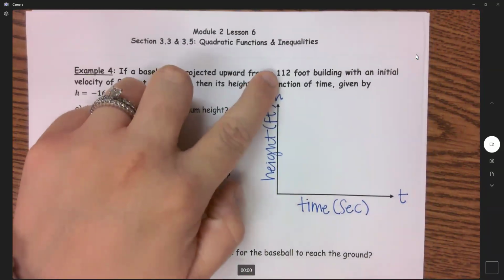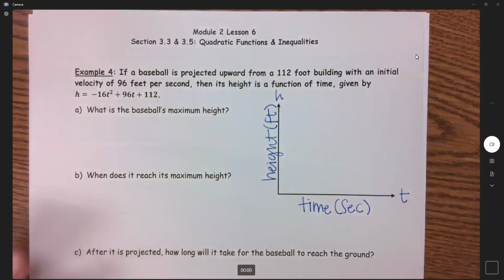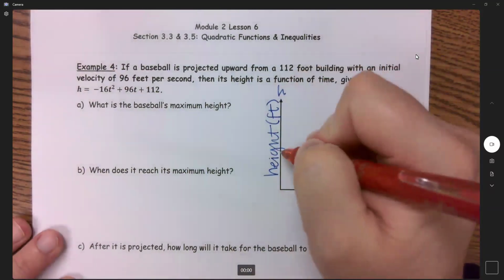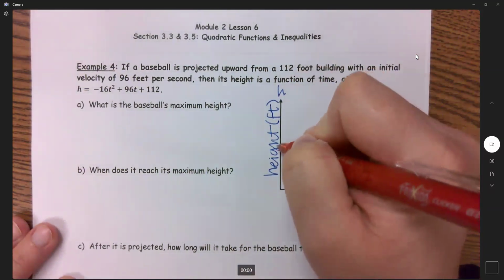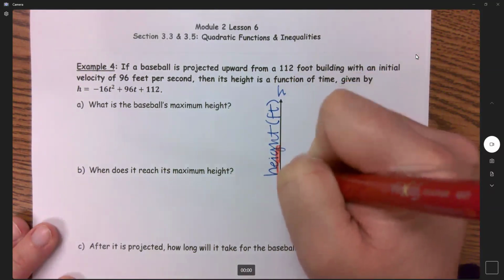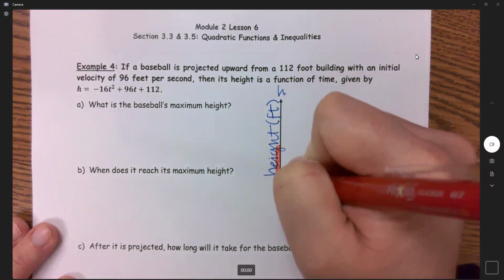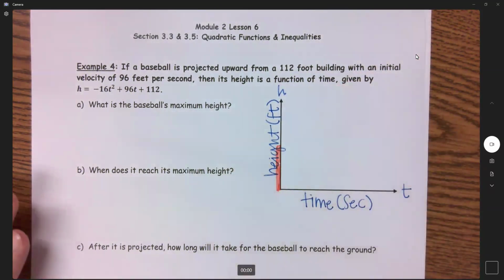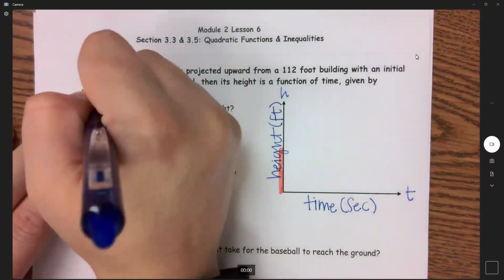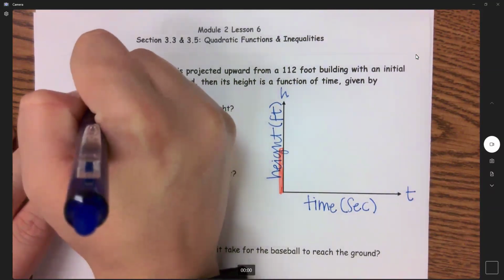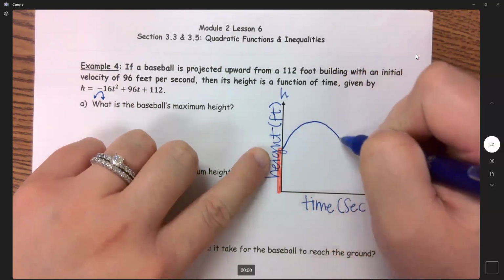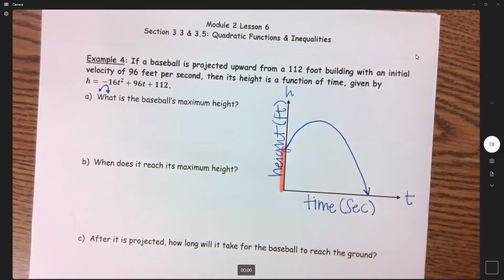Now we're starting at a 112-foot building. So I shouldn't have written this quite as close to this. So let's say that this is my 112-foot building right here. And this parabola is going to open down because of that negative out front. So it starts off this building, goes up, and then it's going to come down.